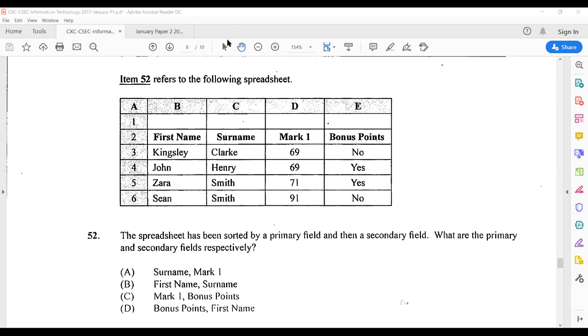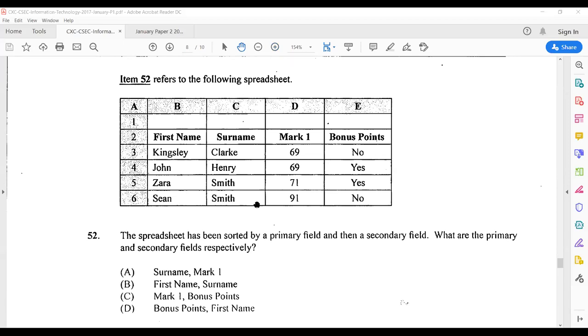Anyone want to suggest an answer for this one? 52, C, all right. So, anybody else? C again? C. Okay, C. All right. Let's see here now, right?